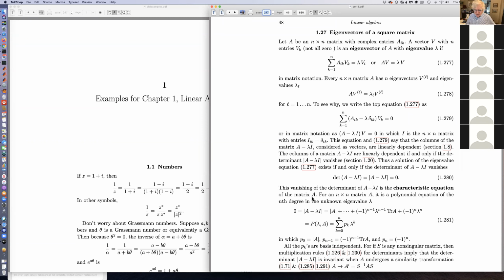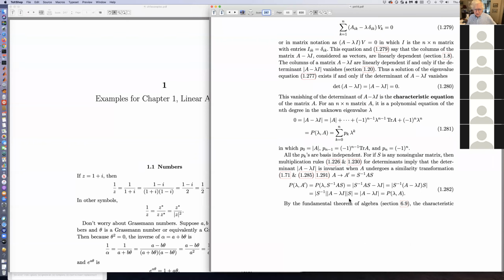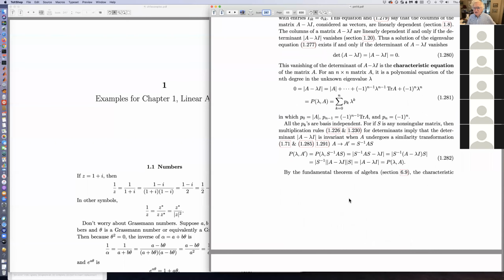And MATLAB, by the way, can generate these characteristic equations. And maybe we can give more examples next Wednesday. For an n by n matrix, it's a polynomial of the nth degree in the unknown eigenvalue lambda. So it looks like this. The first term is the term corresponding to lambda equals 0. That's obviously just the determinant of A. The term of highest degree is minus lambda to the n, and that's this term.